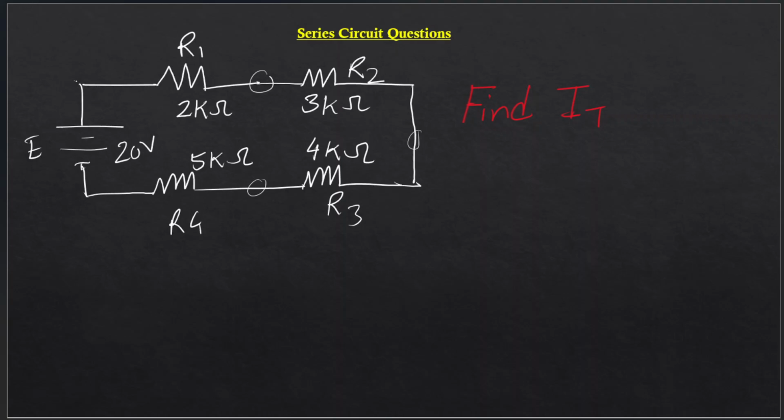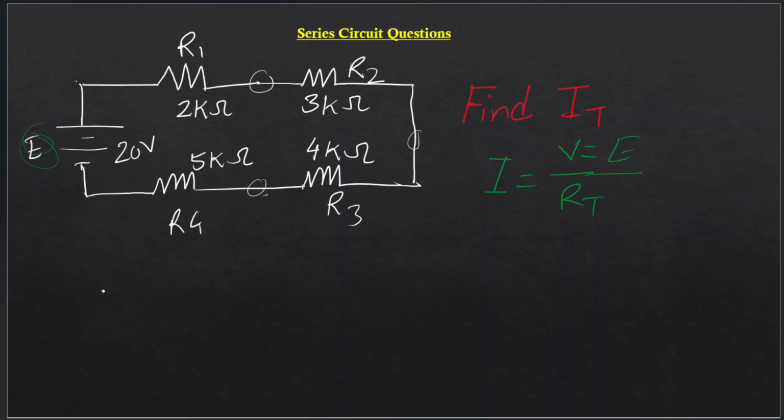Now how do we find IT? Let's change the color to green. Okay, so we find IT. I is equal to, from Ohm's law, V over RT. Now here voltage, electromotive force E, is given. Although electromotive force and voltage have some differences, for the sake of calculation we can consider them to be the same. So V and E are the same, and down here we have RT. Now let's find RT.